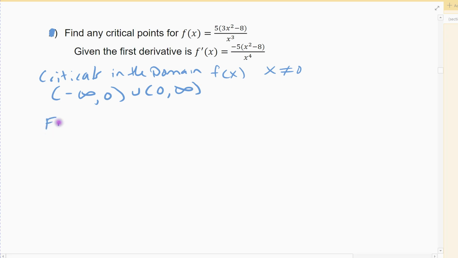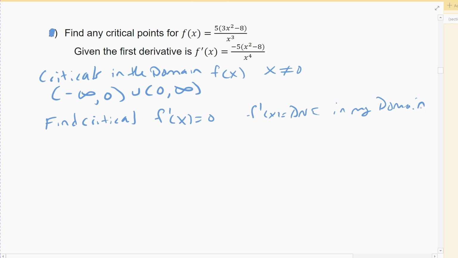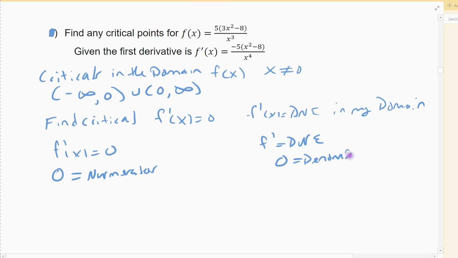Now, finding critical values. Well, you don't have to find the derivative. I've already given it to you. So you take the derivative, set it equal to 0, and figure out where it does not exist, so long as it's a value in my domain. And that's kind of important in this case. Remember, it's a numerator-denominator kind of thing. I can only have zeros in the numerator, and the derivative does not exist if I've got zeros in the denominator. I'm going to talk about the denominator case first.